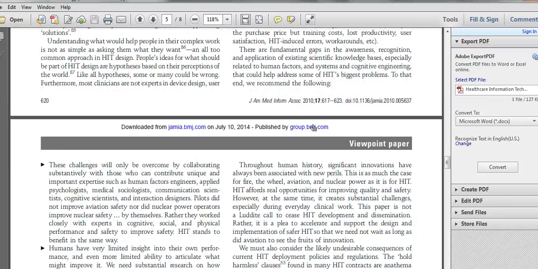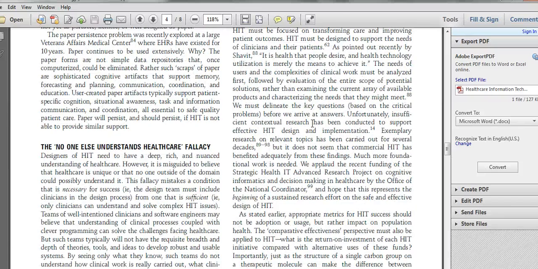So a couple of things. Designers of healthcare technology need to have a deep, rich, and nuanced understanding of healthcare. However, it is misguided to believe that healthcare is so unique that no one outside of the domain can design for it. One of the things I have heard from a lot of doctors, care providers, and nurses, experienced and new in the business, is that a lot of the technology coming into play to help the doctors and nurses take care of patients is too complicated or doesn't serve their purpose. It's designed in a way that is actually an impediment to their work.